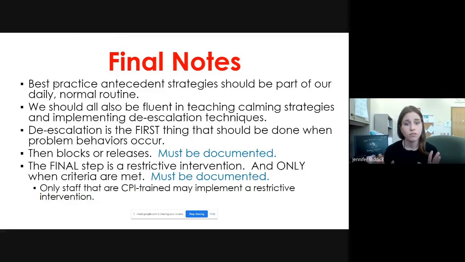So again, restrictive intervention is the last thing that we would go to. And if we do implement it, it must be done by a CPI trained staff member, and it must be documented and shared right away.